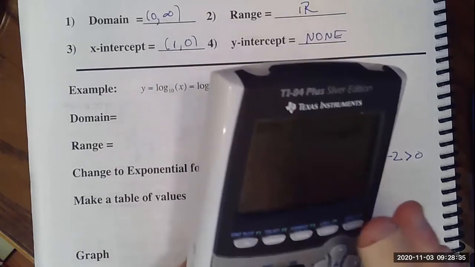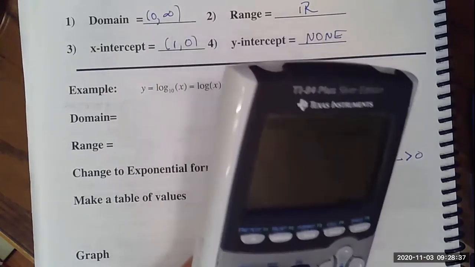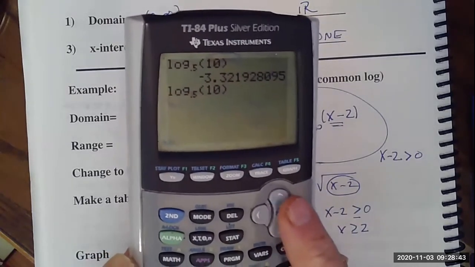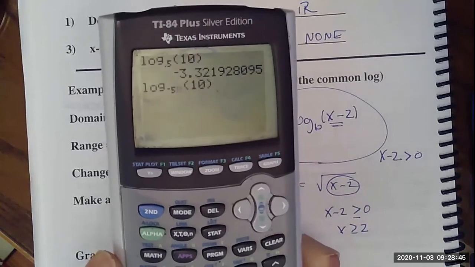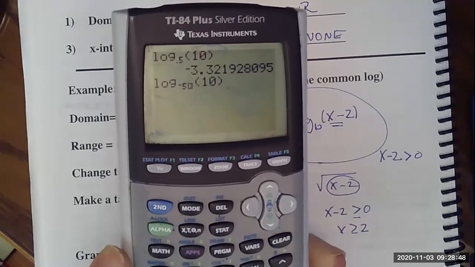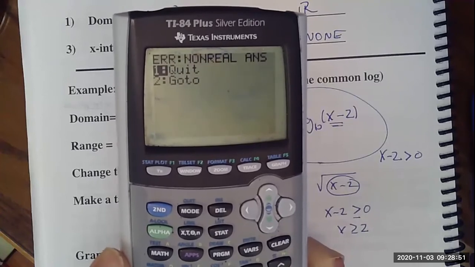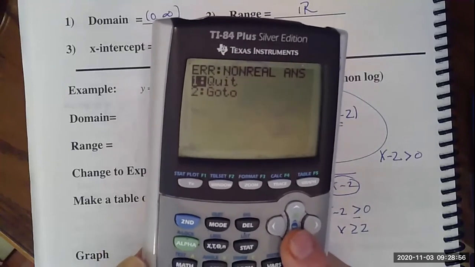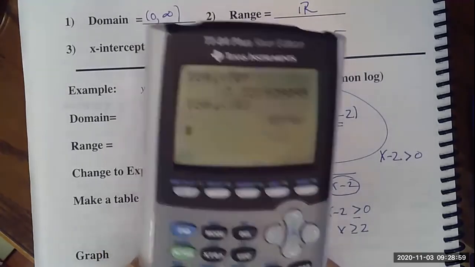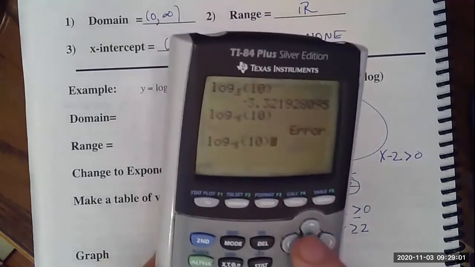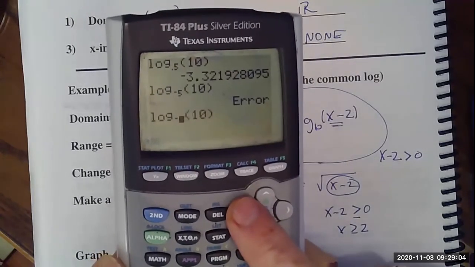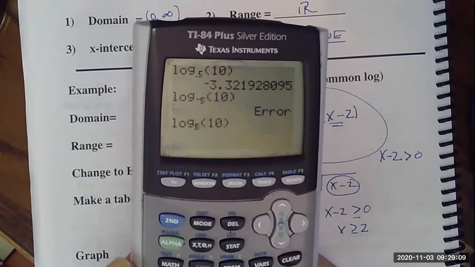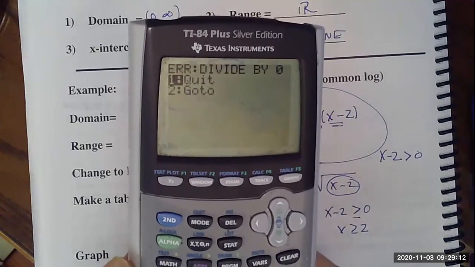What if I did, instead of 0.5, I went -5? Remember, the base can't be negative. Let's see what happens here. Yep, didn't like it. What about 1? I'm curious about 1. I haven't done this for a while. If I make that a 1. Yeah, it didn't like it.